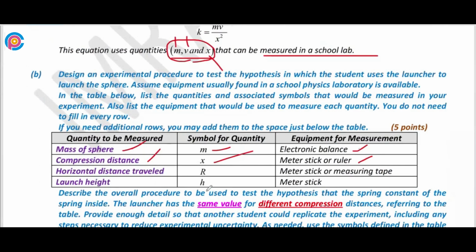Now, horizontal distance and height. From these two quantities, we will be able to find the velocity of the ball or sphere. So, the horizontal distance traveled is represented by R, the range. You can say a meter stick or measuring tape is used, and for the launching height we use the meter stick.